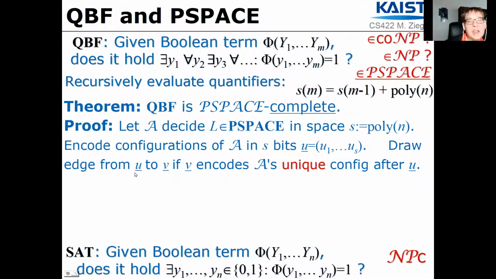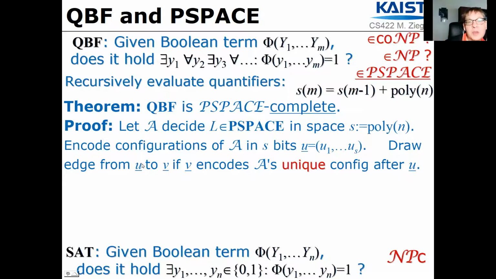A directed edge from vertex U, representing one configuration, to vertex V, representing another configuration, if and only if V encodes the algorithm's unique successor configuration after the configuration U. Let me say that again in different words. So every vertex of this graph represents a configuration of the algorithm A, a bit vector snapshot of its variables.